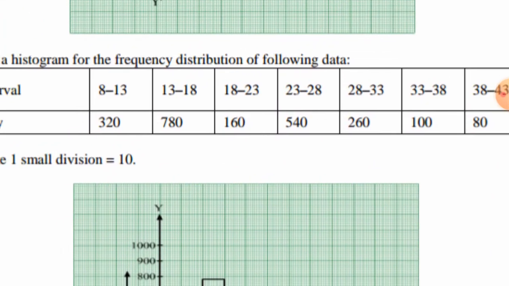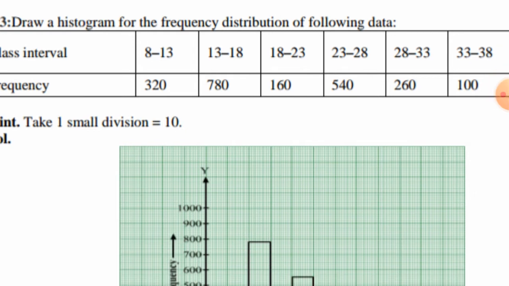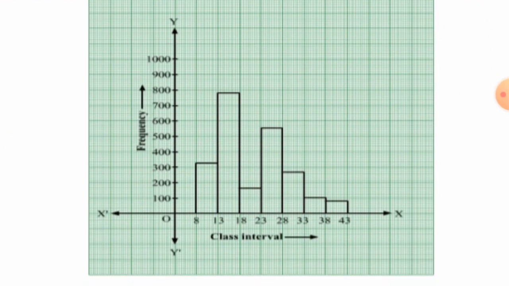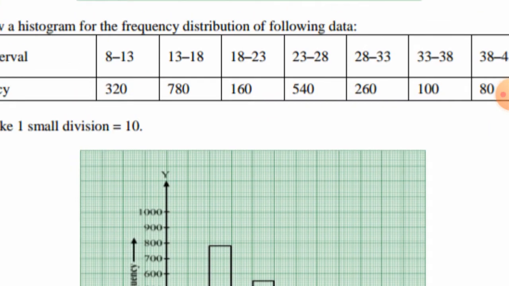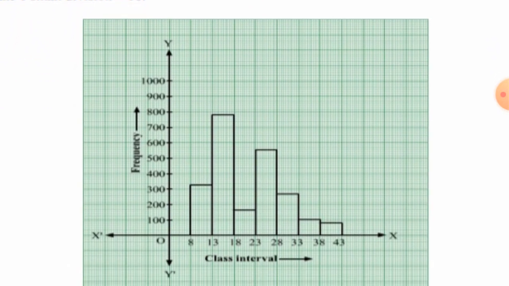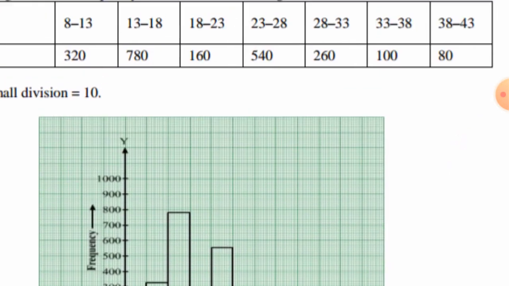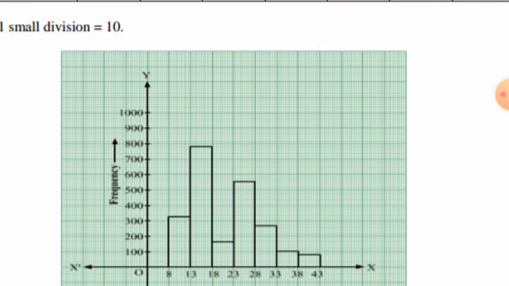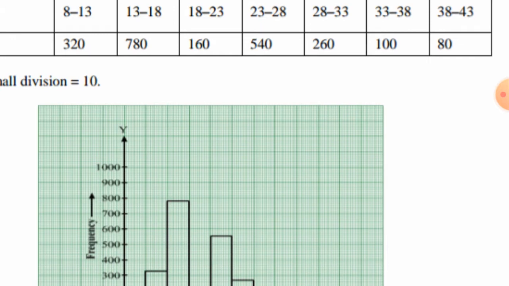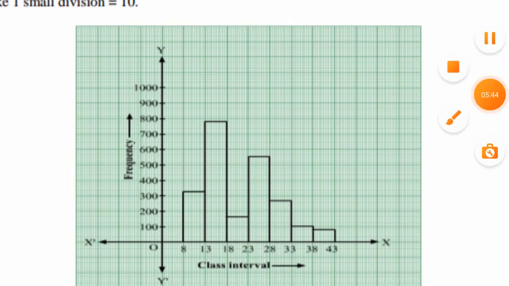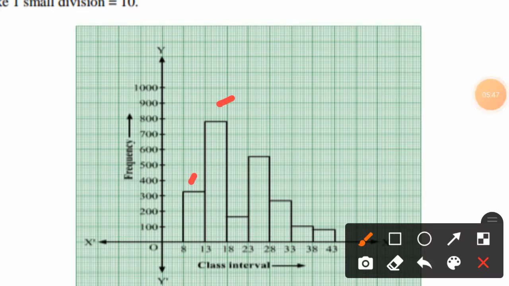Now we can represent the class intervals: 8 to 13 is 320, so for 8 to 13 a bar of 320 will be formed. Similarly 13 to 18 will be 780, 18 to 23 will be 160, 23 to 28 is 540, 28 to 33 is 260, 33 to 38 is 100, and 38 to 43 is 80. In this way we can make these graphs to represent this frequency distribution table as class intervals and frequency.